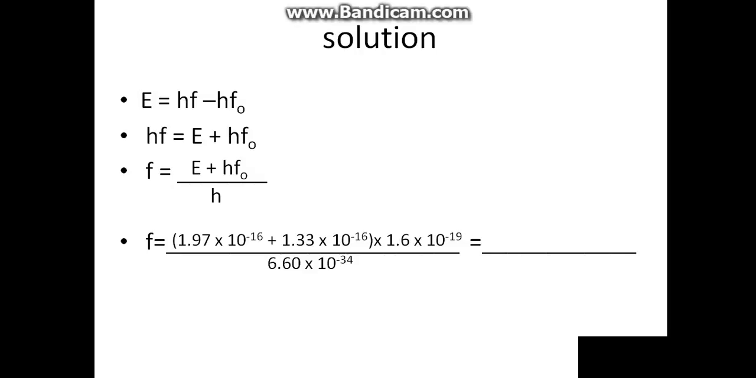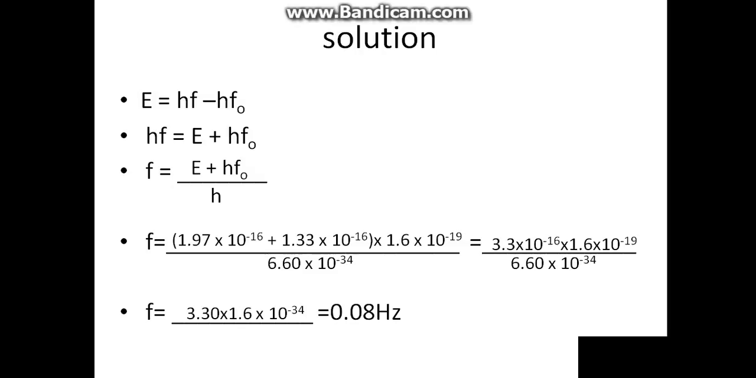6.60 times 10 raised to the power minus 34, which we now have 3.3 times 10 raised to the power 16 times 1.6 times 10 raised to the power minus 19 all over 6.60 times 10 raised to the power minus 34. f is equal to 3.30 times 1.6 times 10 raised to the power minus 34 all over 6.60 times 10 raised to the power minus 34, which gives us 0.08 hertz.